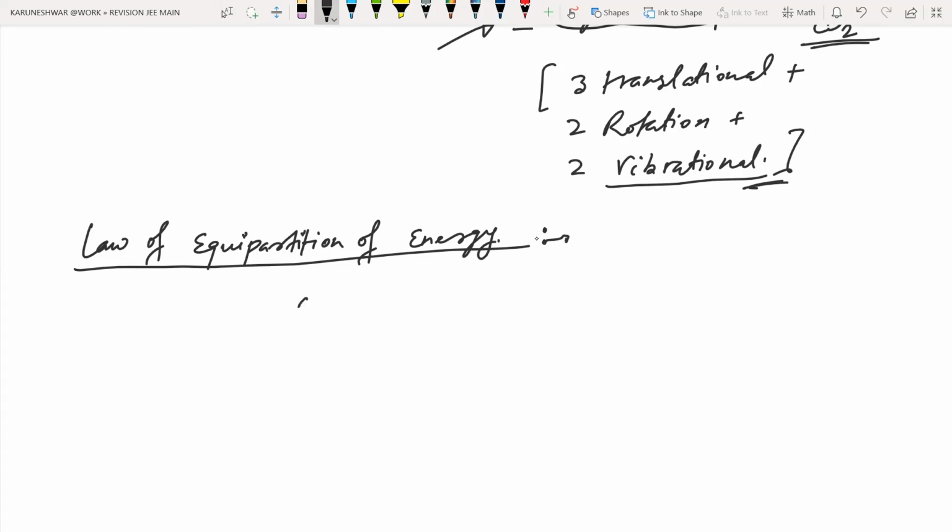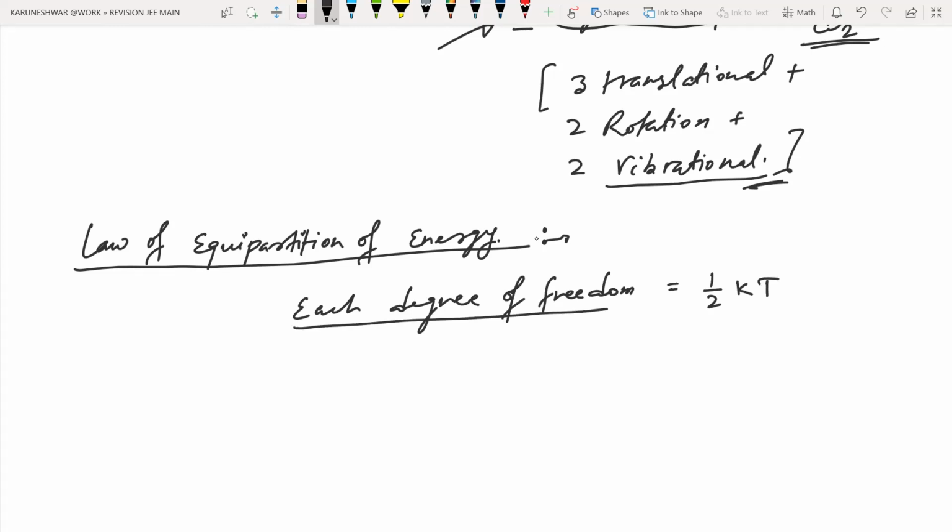so each degree of freedom will have kinetic energy 1/2 kT. This is the kinetic energy each degree of freedom is having, where k is called the Boltzmann constant, and T is the absolute temperature.